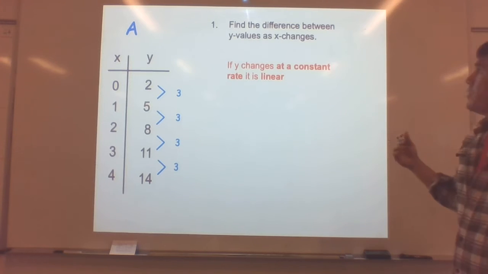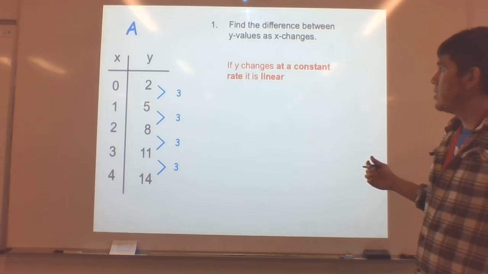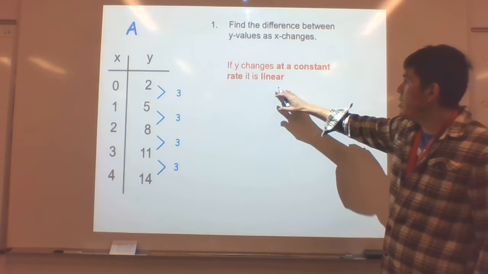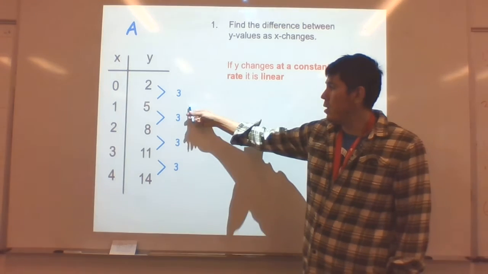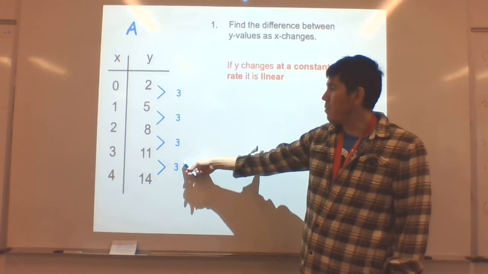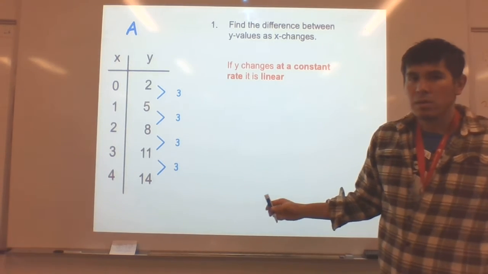So what you do here is you find the differences between the x values and the y values as x changes. If the y changes at a constant rate, then it's linear. A constant rate is we're going up by 3, up by 3, up by 3, up by 3. So this is going to be a constant rate of change, so it's going to be linear.